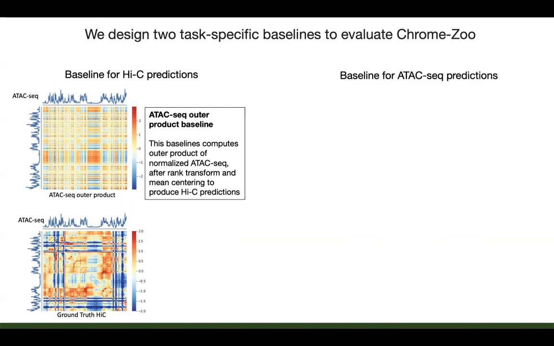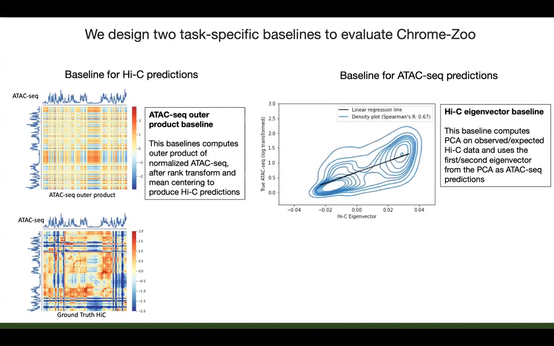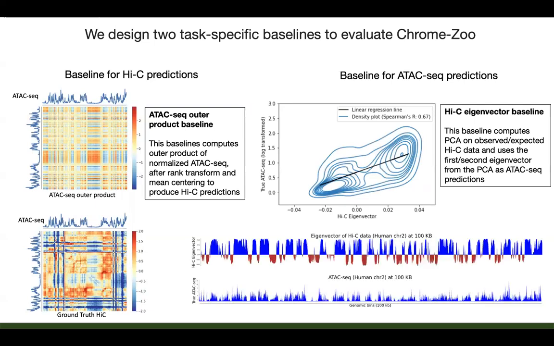For ATAC-seq predictions, on the other hand, we compute PCA over the Hi-C contact map and use the first eigenvector of PCA as ATAC-seq predictions. In fact, the A compartments of this Hi-C eigenvector correspond with the ATAC-seq peaks, and the B compartments align well with the non-peak regions of ATAC-seq.